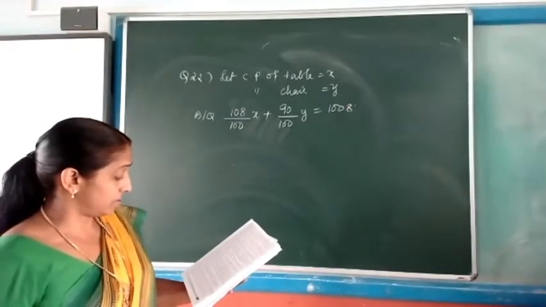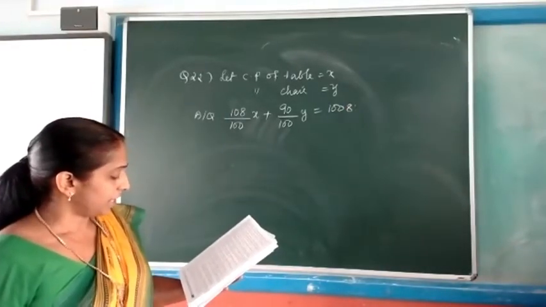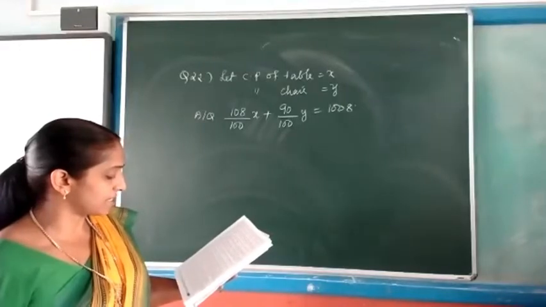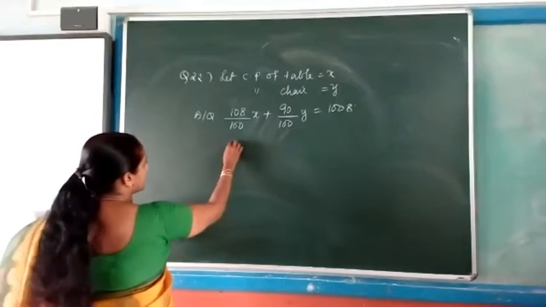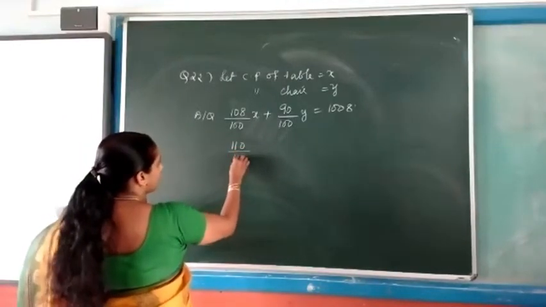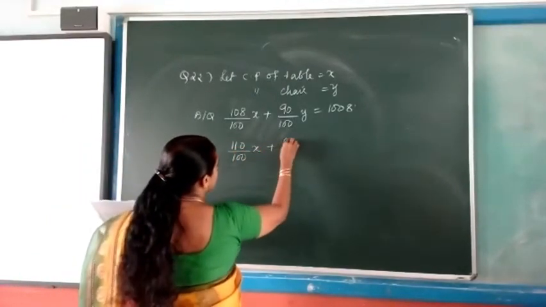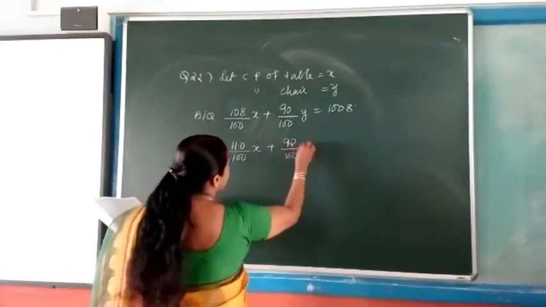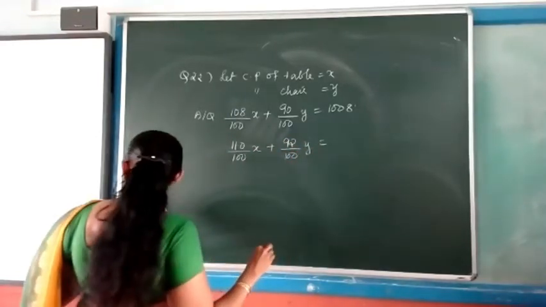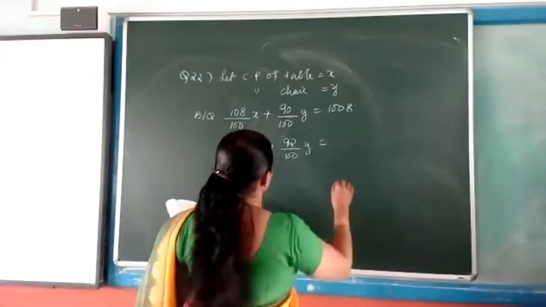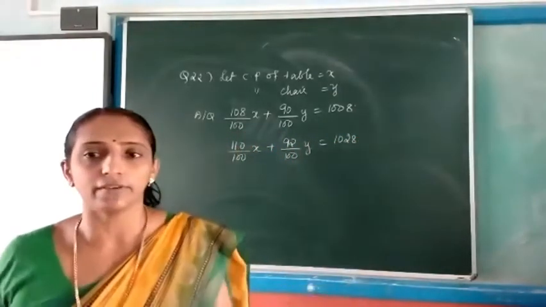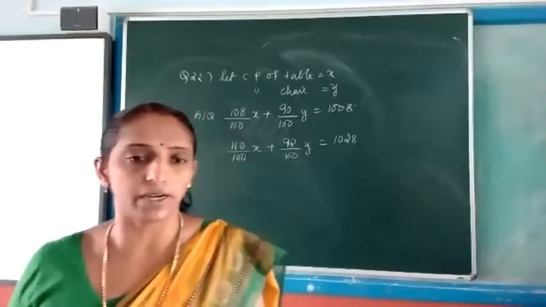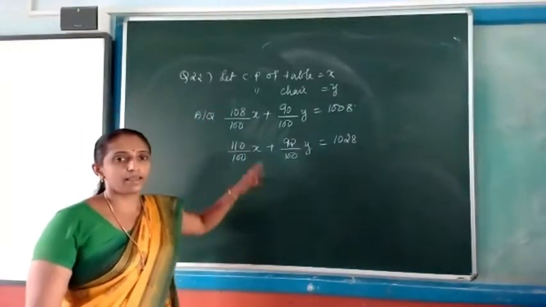Okay, and if he sold the table at 10% profit and the chair at 8% discount, the second condition, thereby he is getting a total amount 20 rupees more, so 1028. These are the two equations you are having. Solve these equations simultaneously.